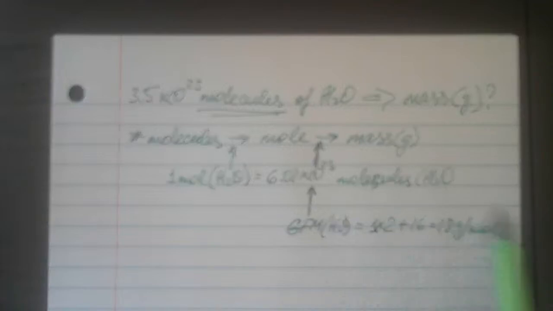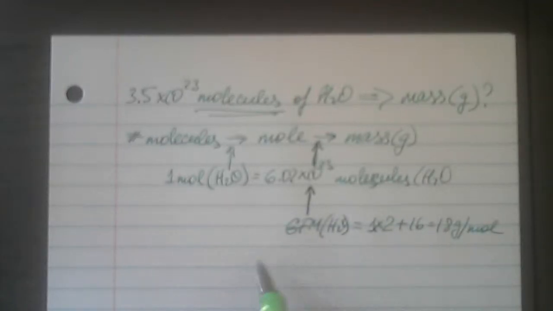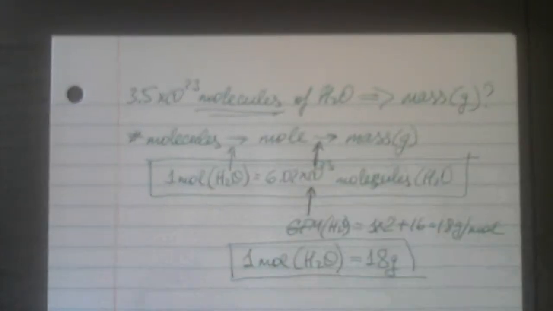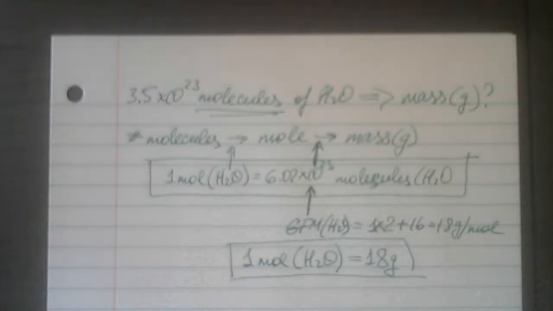What does this information give us? This information gives us the second conversion factor, that 1 mole of water, of H2O, weighs 18 grams. This is what that unit means. 18 grams per mole means that 1 mole of water weighs 18 grams. So our conversion factor number 1 is right here. 1 mole of water contains that many molecules, and 1 mole of water weighs 18 grams. So let's move with this information forward.